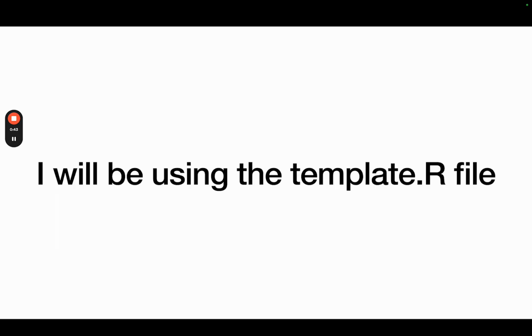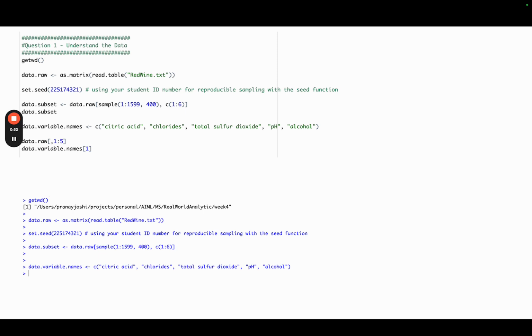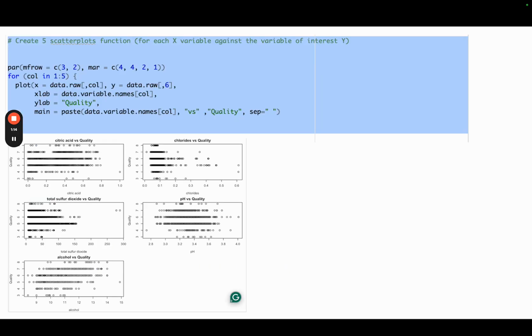The disclaimer: I'll be using the template.r file which is already given with the problem statement. It is easier to use the template file. The first question is to understand the data. Before any analysis, it is always better to understand the data. To understand, we are reading the red wine.txt file, the data file that is already given to us, keeping my seed and loading the subset, loading the variables.